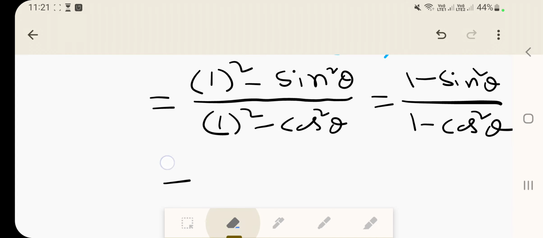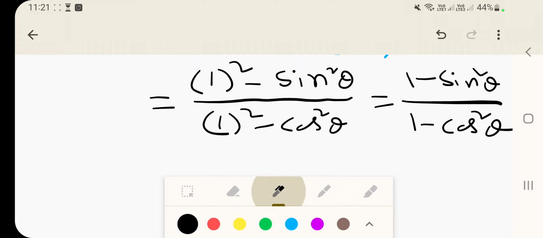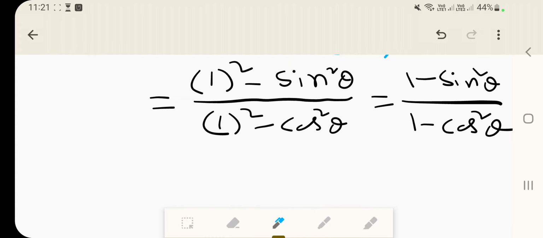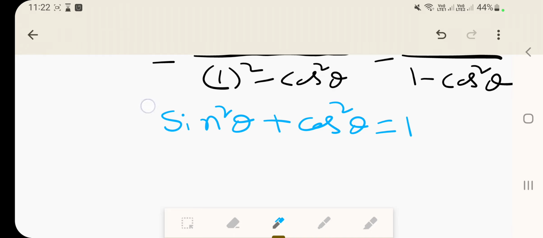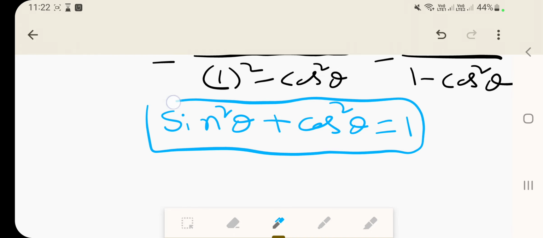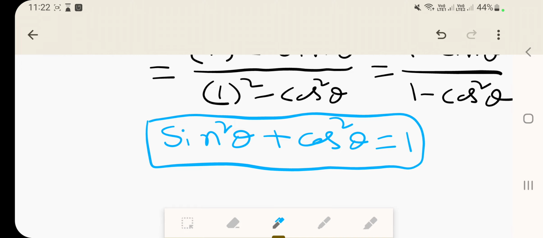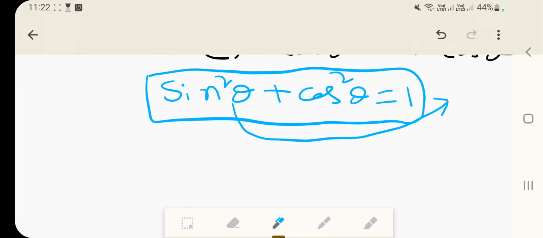And we know the identity here, which you have to be careful and memorize: sin square theta plus cos square theta is equal to 1. This is a very important identity we have. Sin square theta plus cos square theta is equal to 1. So now from this we can write, one time we can take sin square theta to the right hand side.